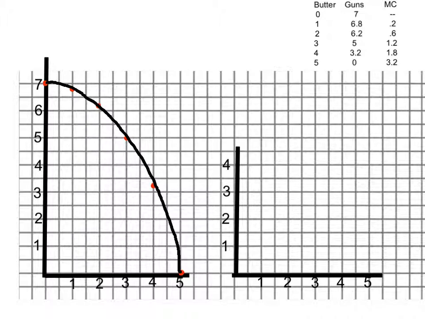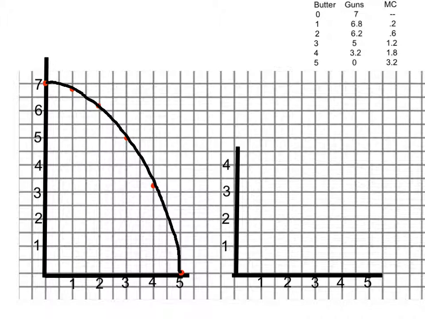To do that, we first need to know the marginal costs of butter, which we derived on the last podcast, and that was over here. Here were the marginal costs. For the first unit of butter, Crusoe gave up 0.2 guns. For the second unit of butter, he gave up 0.6 guns. For the third unit of butter, he gave up 1.2 guns, and so on and so forth.